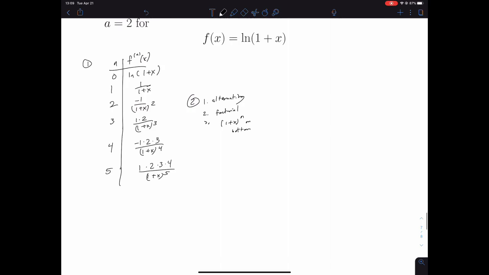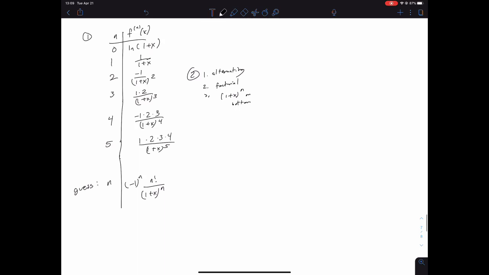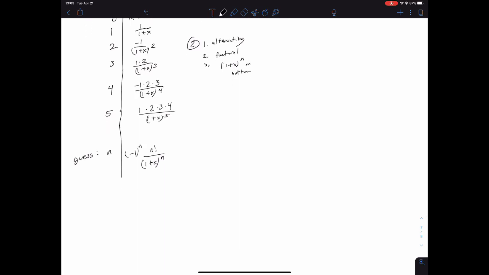Okay, so my guess is going to be, just get all 3 pieces. It doesn't matter if they're right yet, just get them down. So it's alternating. I've got an n factorial and I have a 1 plus x to the n. It is so much more important to just get something down and fix it than to spend a lot of time thinking about getting it right the first time. Just worry about it in a minute. Okay, so this was step 3.